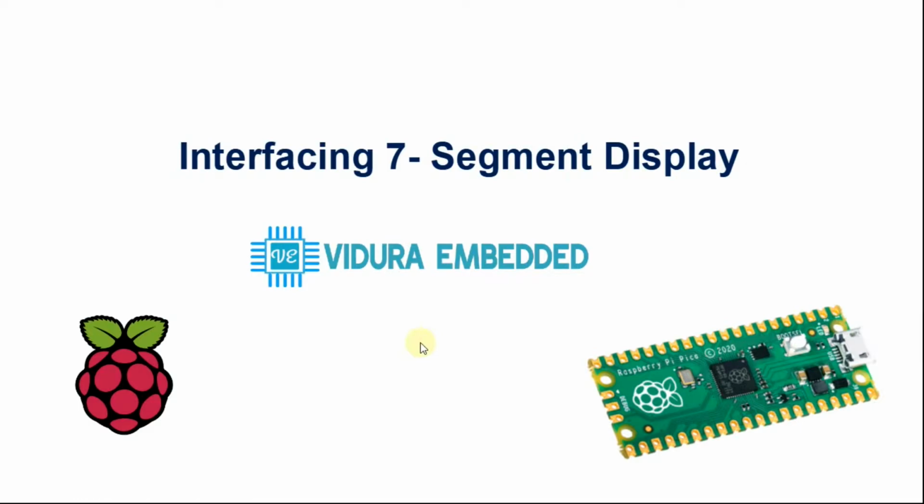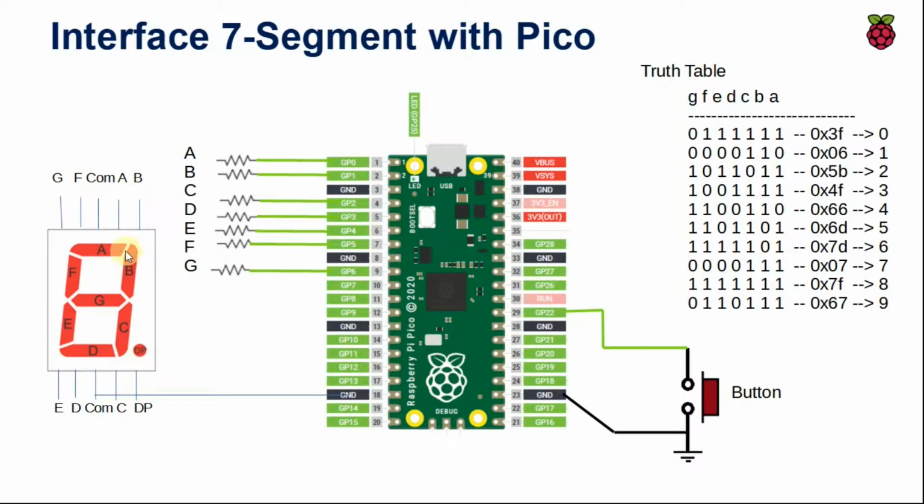Hello and welcome to this tutorial to show you how to interface the 7 segment display to the Raspberry Pi Pico. Let's get started. So this is how the 7 segment looks like.